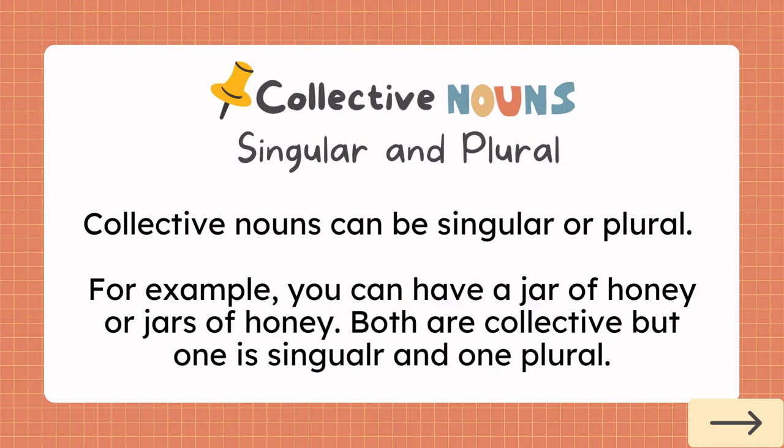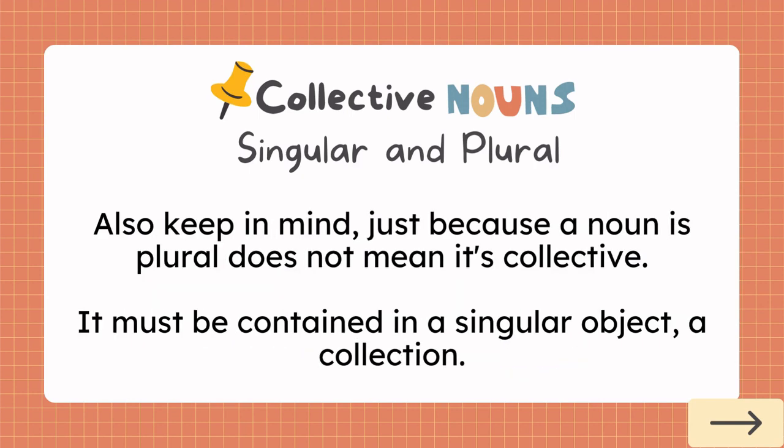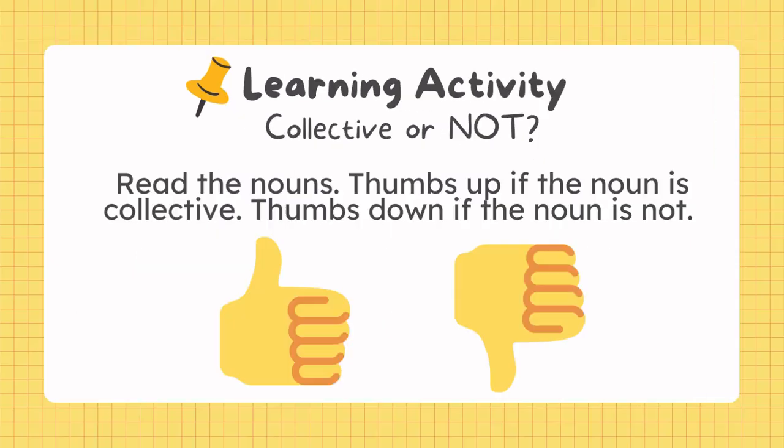Lastly, collective nouns can be singular or plural. For example, you can have a jar of honey or jars of honey. Both are collective, but one is singular and one plural. Keep in mind, just because a noun is plural does not mean it's collective. It must be contained in a singular object, a collection.